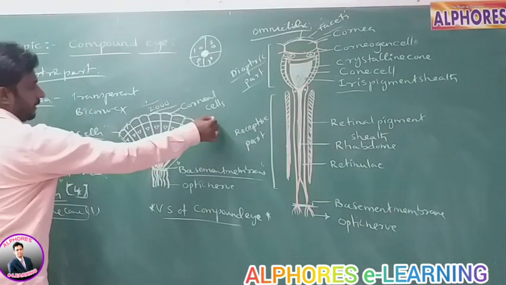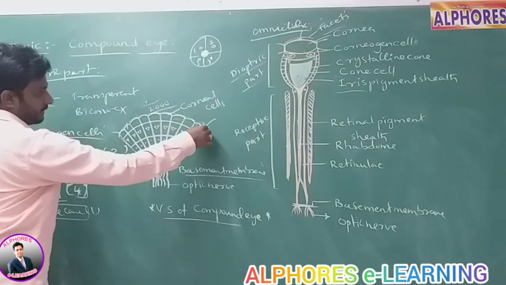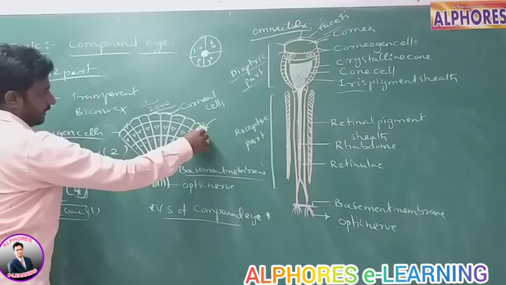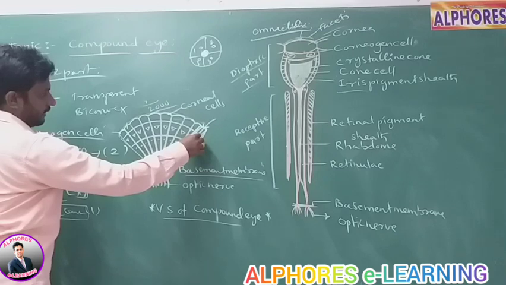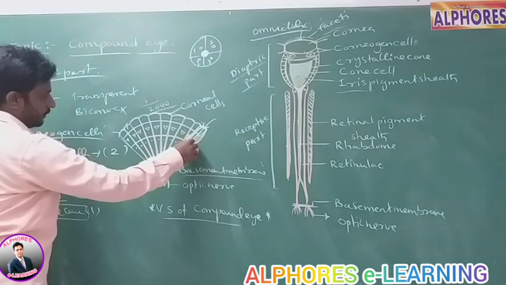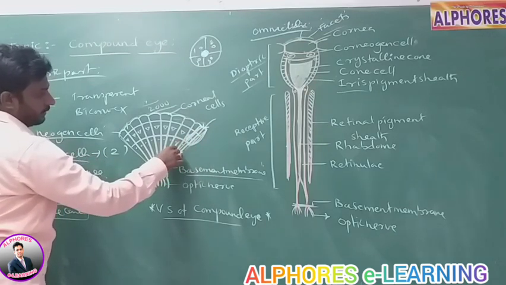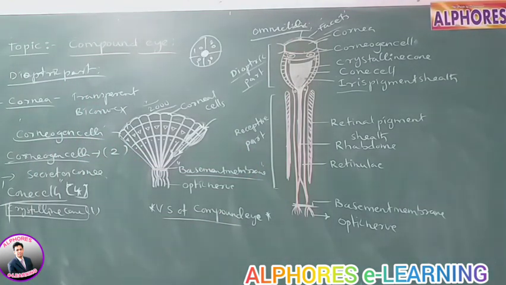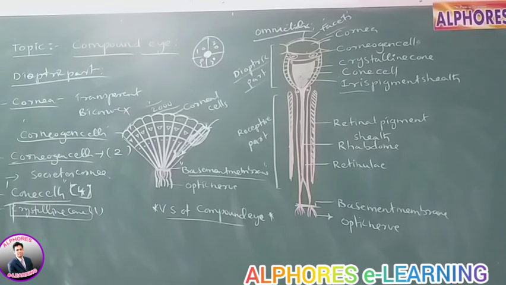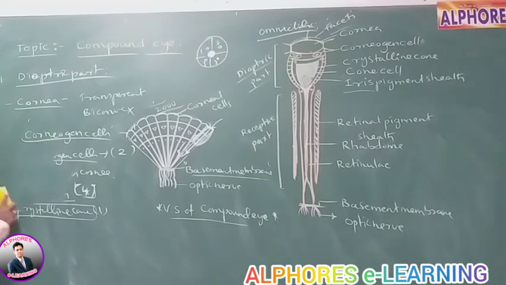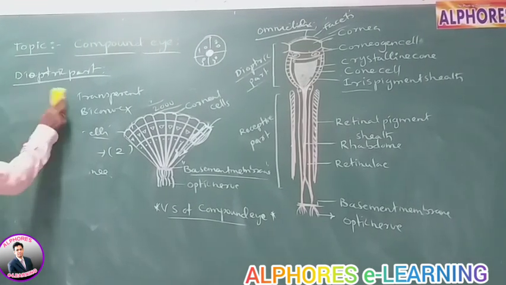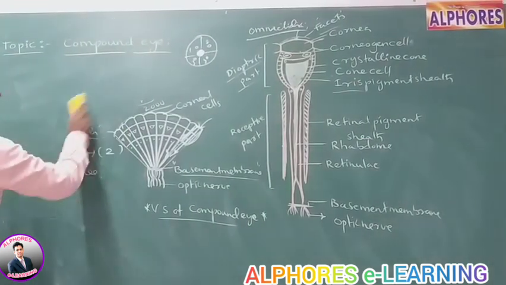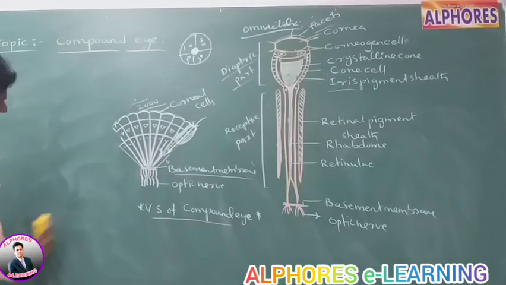In this dioptric region the light is focused. The light is first transferred through the cornea into the corneagen cells, then into the cone cells, and then into the next part. The next part is the receptive part of the ommatidia. Clear? So the first part is the dioptric part. What is the second part? The second part is the receptive part.